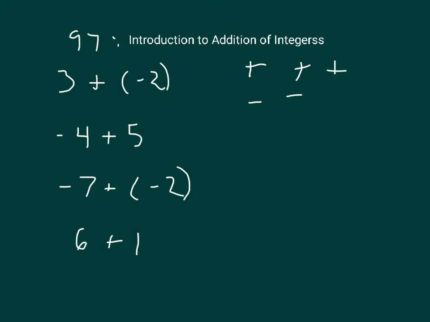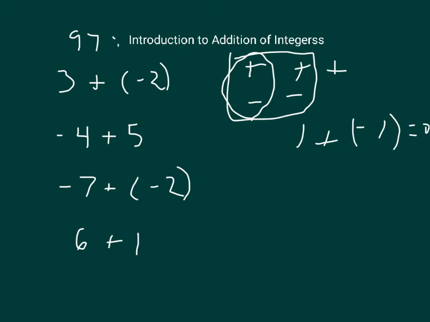So when we have 1 positive and 1 negative, 1 positive and 1 negative, when you put them together, you get 0. They're called 0 pairs. So we actually have 2 0 pairs here. So this is showing that 2 plus negative 2 is 0, but the whole picture is showing 3 plus negative 2 is a net of 1 positive. So 3 plus negative 2 equals 1.